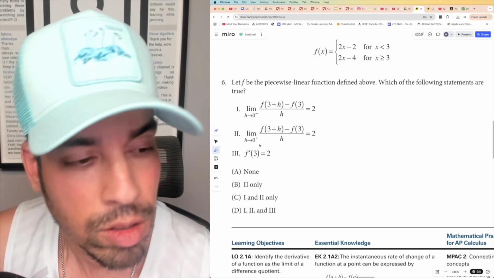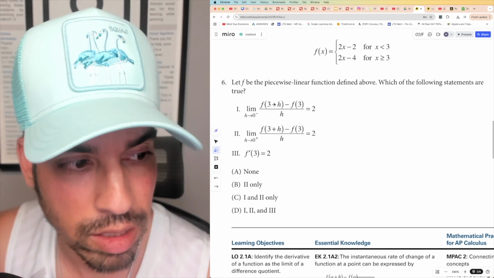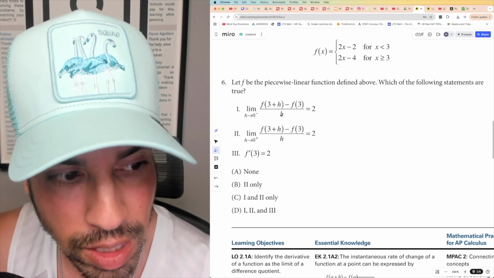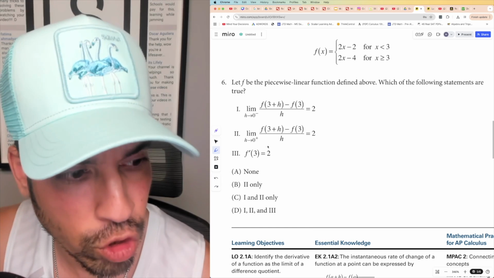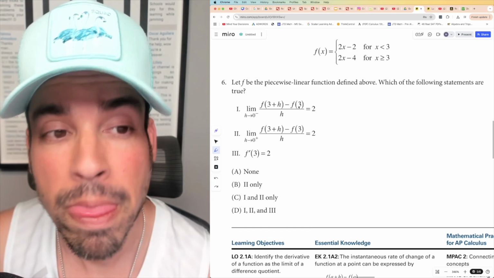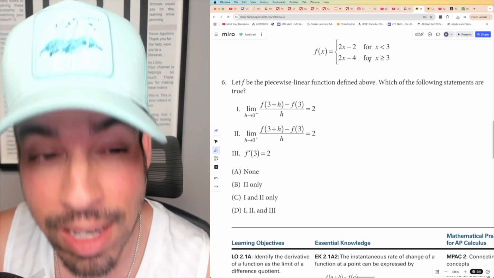Okay. So the main idea here is these are basically both calculating slope, right? f of x plus h minus f of x over h, limit as h approaches 0. And if both of these are true, this could be true. However, it also hinges on another point, that this function is indeed continuous at 3.